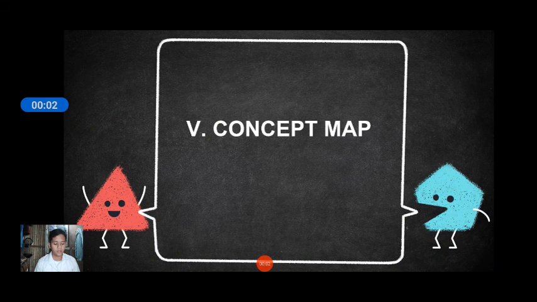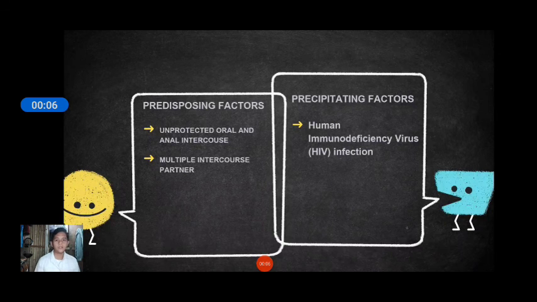So next is the concept map. So under the predisposing factors, as we can see in the patient's data, he had unprotected oral and anal intercourse, and also with multiple intercourse partners. So for the precipitating factors, human immunodeficiency virus infection is the only causative factor for AIDS.